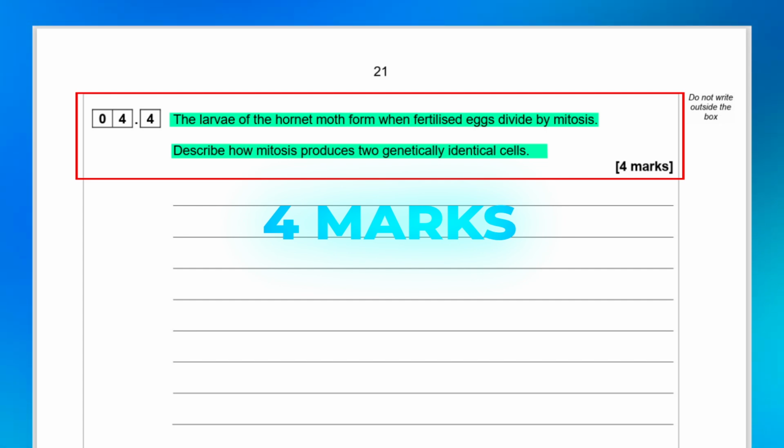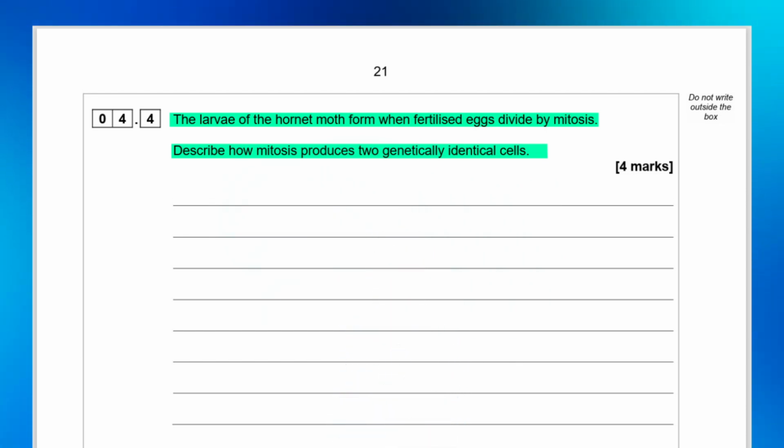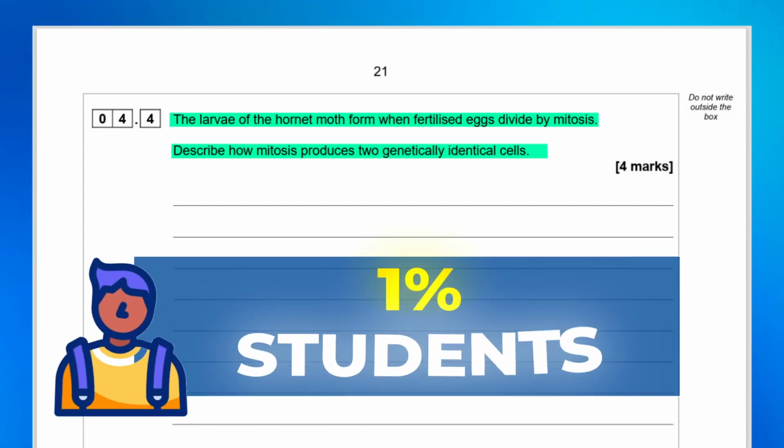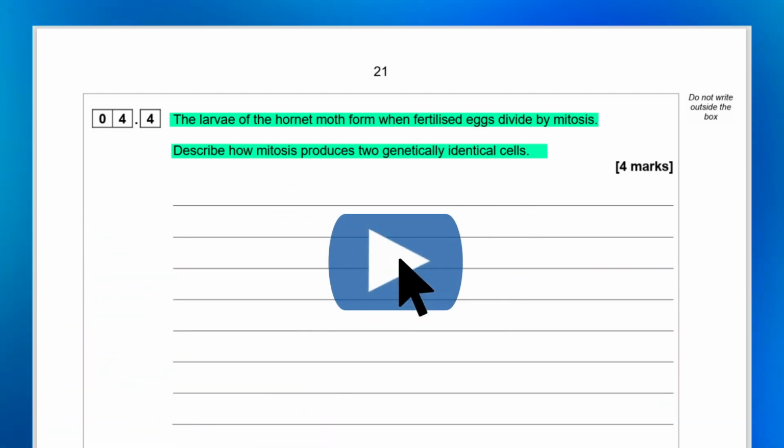Now, this may surprise you why only 1% of students got 4 marks for this question, because it certainly did surprise me, because it's a process that students explicitly studied the exact process of. Now, if you want to see if you're in the top 1% of students who got 4 marks for this question, pause the video now and have a go.